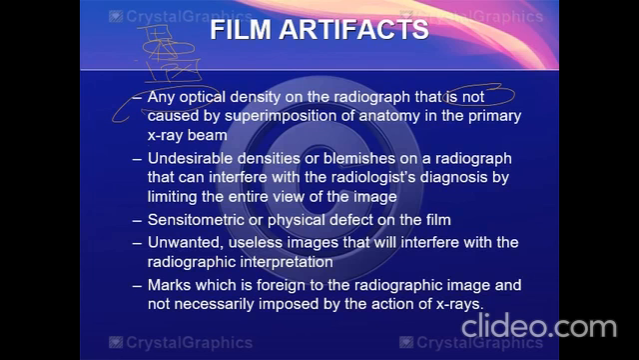So again, film artifacts are optical densities on the radiograph that are not caused by superimposition of the anatomy in the primary X-ray beam. If there are superimpositions of the anatomy that you see in the radiograph, that is not considered an artifact, okay? That is not an artifact.